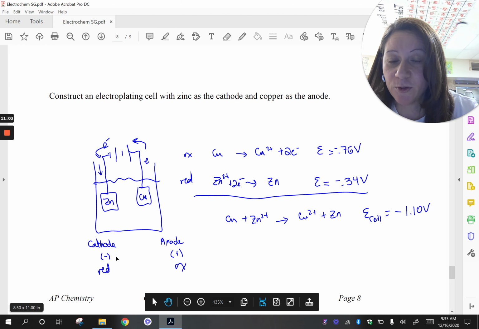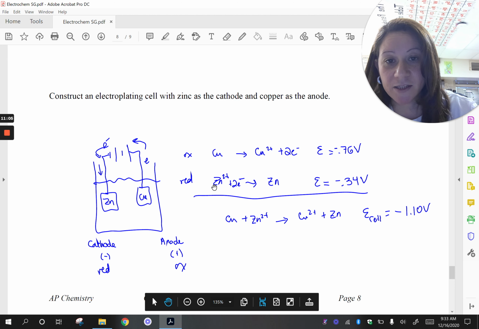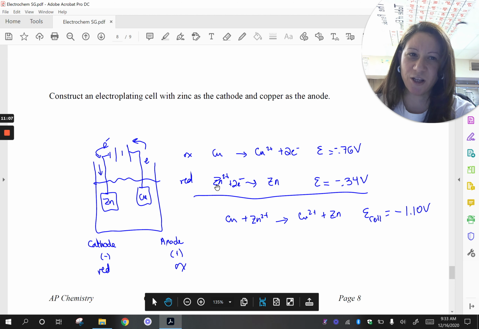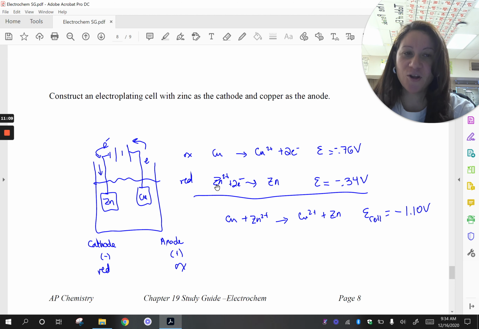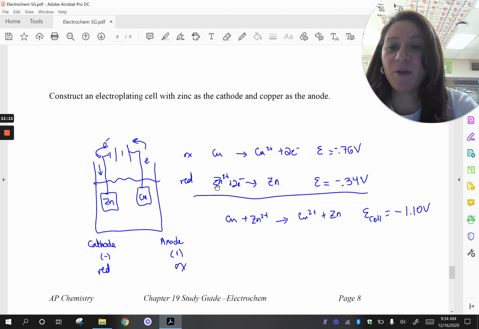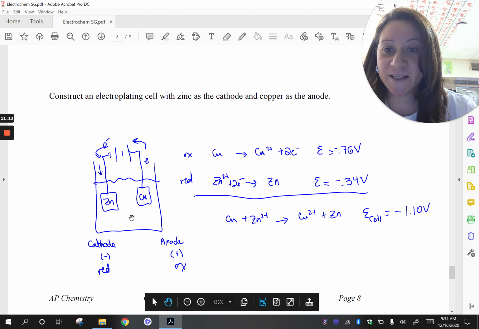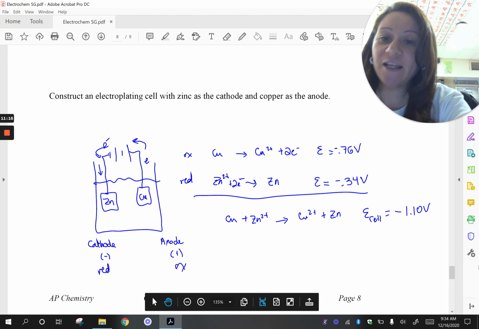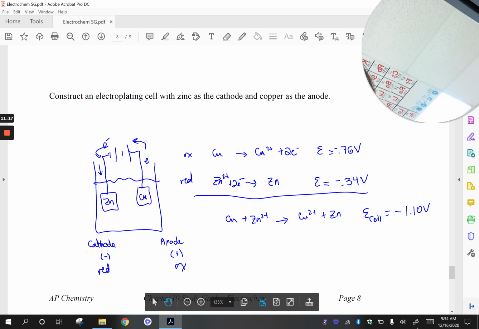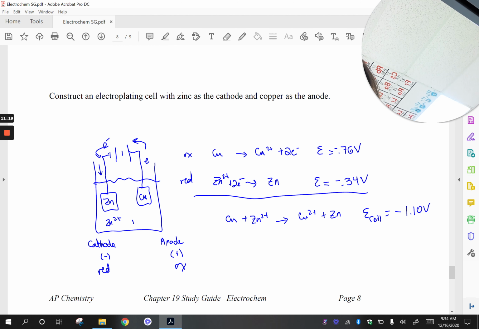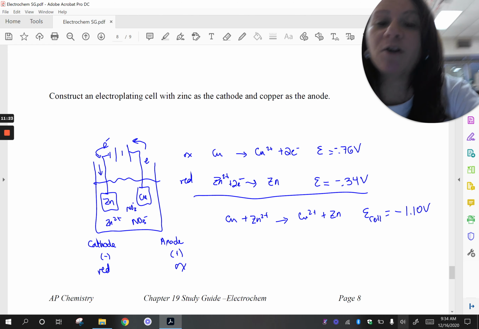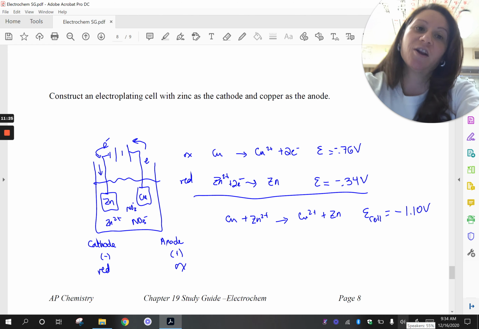At the cathode, I'm taking zinc 2 plus. Well, where's my zinc 2 plus? Where is it coming from? Well, that must mean that my solution that I'm putting these electrodes in has to be a zinc salt solution. There's the zinc 2 plus. Put zinc nitrate here.